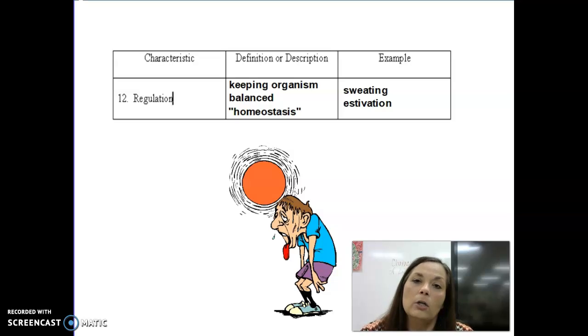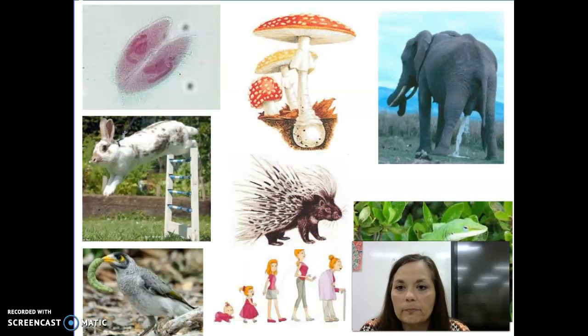So what about a dog? Dogs can't sweat technically, right? What do they do when they get really hot? They stick out their tongue and they pant. Okay, think about how elephants will swing dirt up on them, or they will move their ears to cool themselves down. Okay, when you drink too much water, you pee more. When you don't drink enough, you pee less. So just think about a nice, even balance, and that's what regulation means.